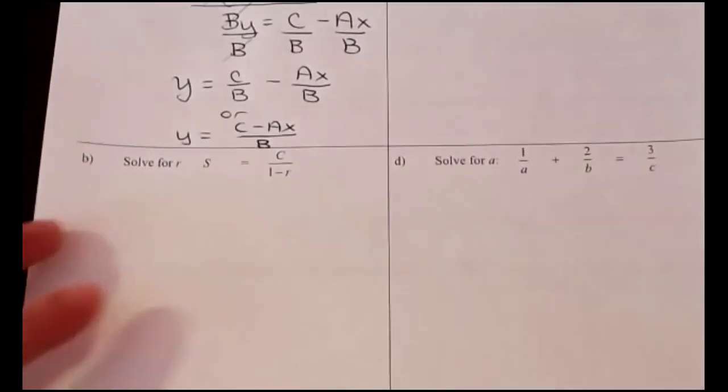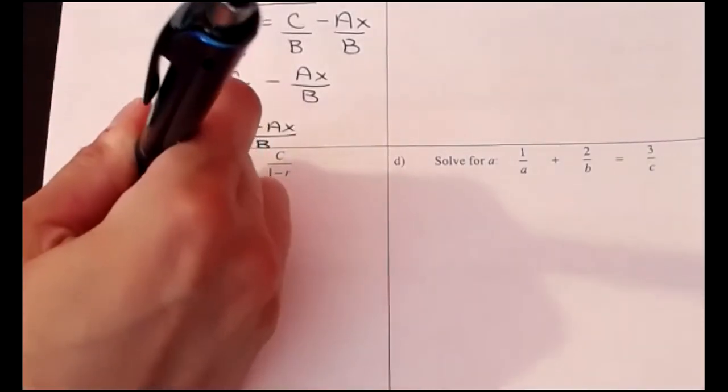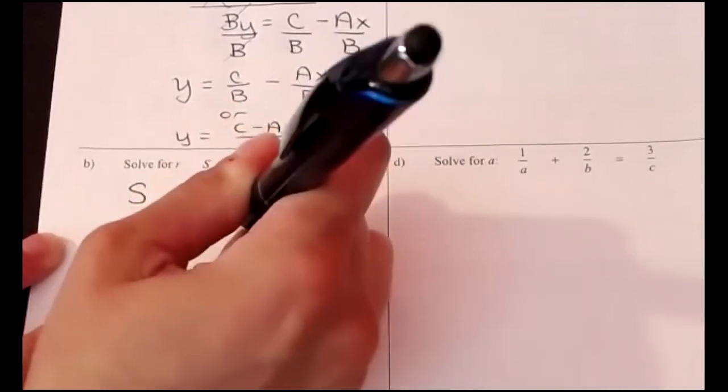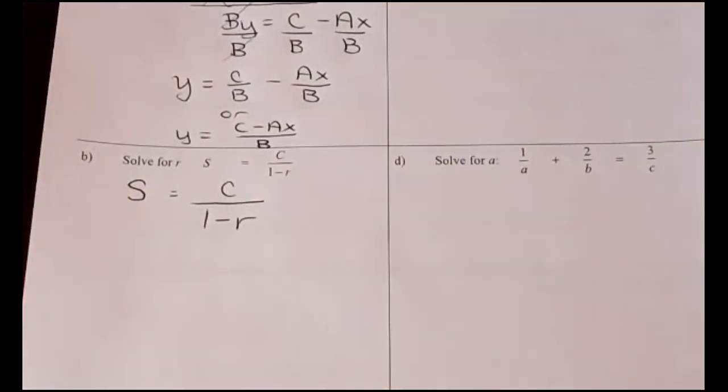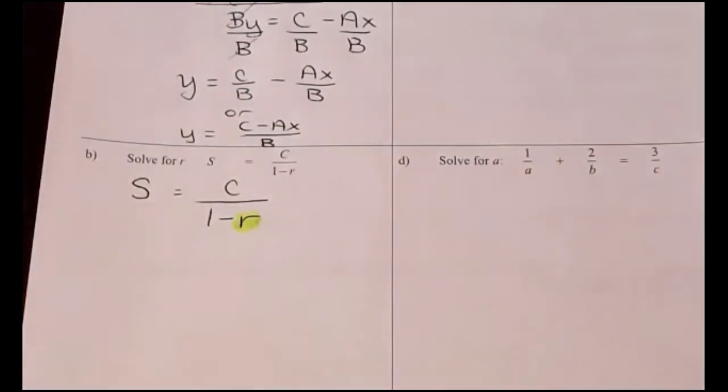Take a look at B. So I'm going to just rewrite this for a second. We have S, capital S, is equal to capital C over 1 minus lowercase r. Okay, we want to solve for r, but there it is in the denominator, right? The big thing I want you all to consider is we have fractions, right? We have a fraction. We cannot ignore that. So we have a couple ways to approach a problem like this.